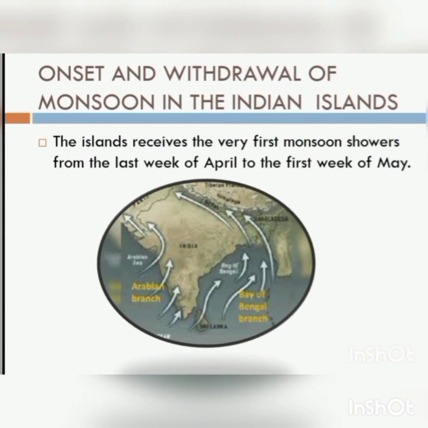See the photograph. What can you see? Yes, you are right. It shows onset and withdrawal of monsoon in the Indian islands. The islands receive the very first monsoon showers from the last week of April to the first week of May. The withdrawal takes place progressively from north to south, from the first week of December to the first week of January. By this time, the rest of the country is already under the influence of winter monsoon, when it's cool.